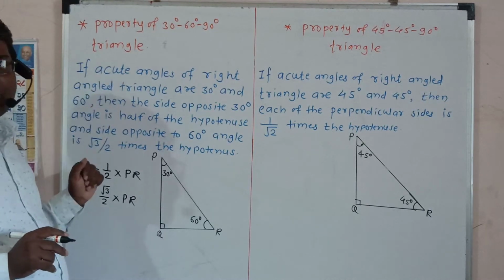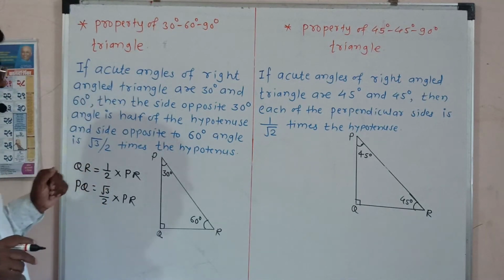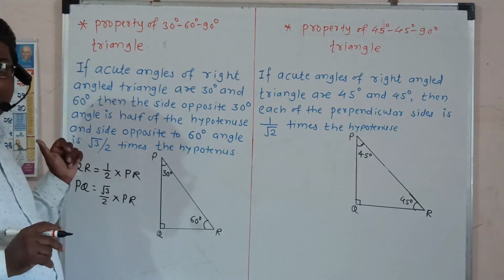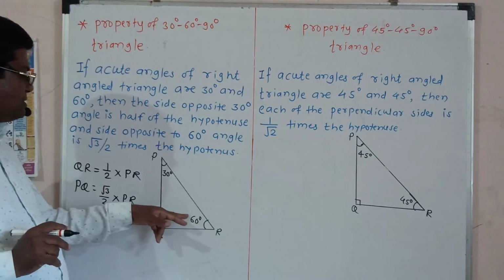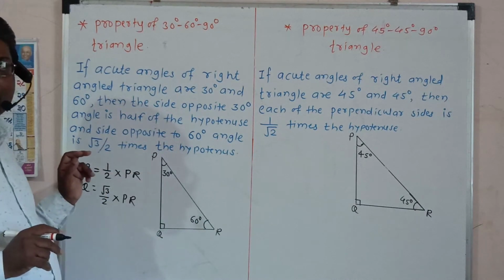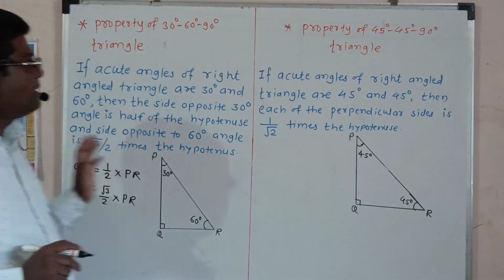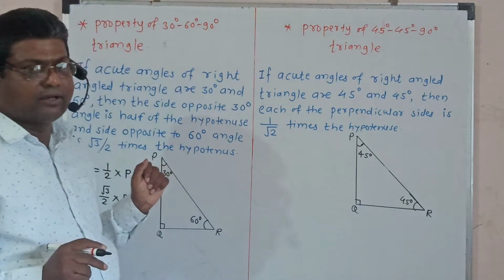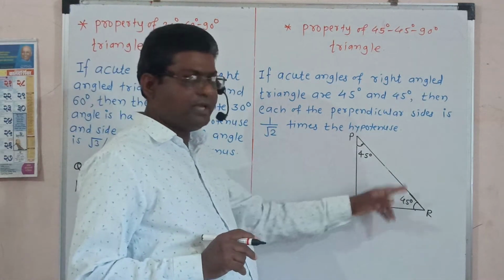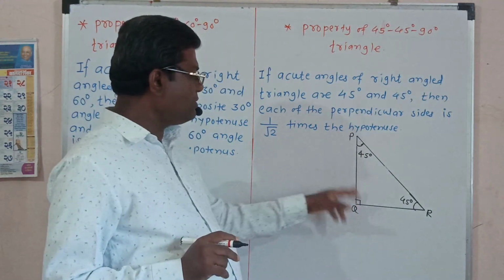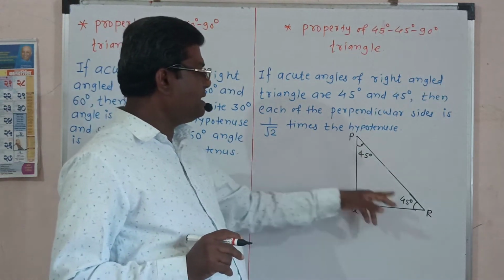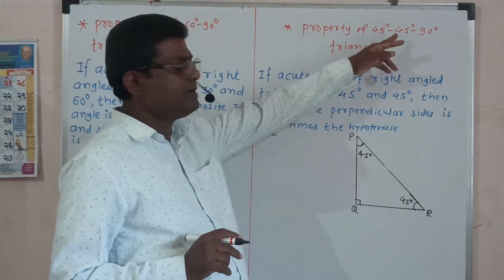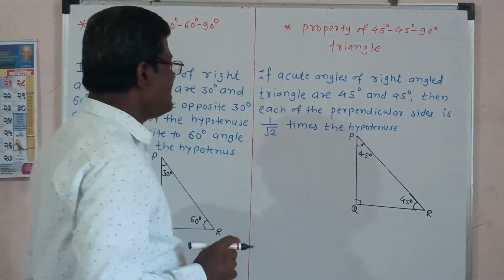If acute angles of right angle are 30 degree and 60 degree, then side opposite to 30 degree is half of the hypotenuse, and side opposite to 60 degree is √3/2 times hypotenuse. Now property of 45 degree, 45 degree, 90 degree triangle. This is a triangle PQR in which angle Q is a 90 degree, angle P and angle R are 45 degree. So this triangle is 45 degree, 45 degree, 90 degree triangle.